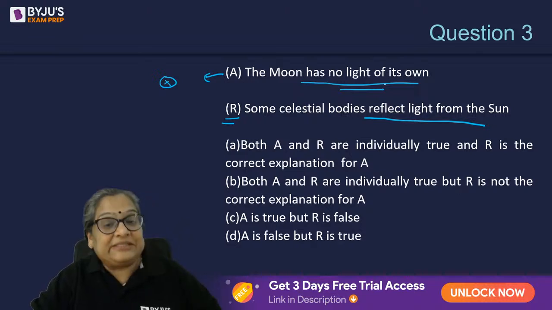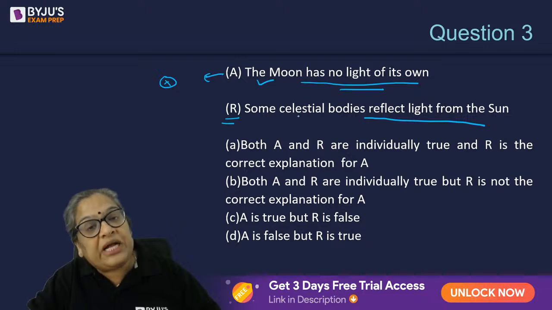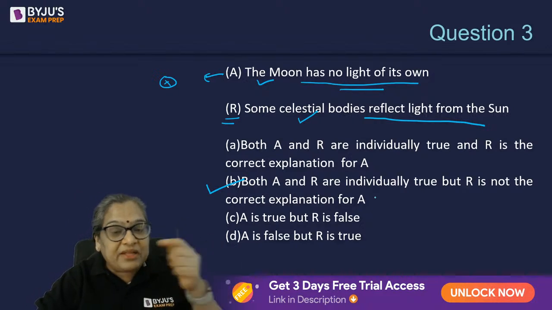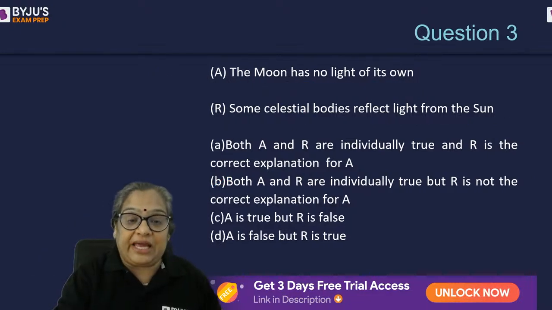So, the correct answer is that yes, the moon has no light of its own. It's also true that some celestial bodies reflect light from the sun. Therefore, A and R are individually true. But R does not tell me why the moon has no light of its own. So, R is not an explanation for A. Therefore, the correct answer is B.